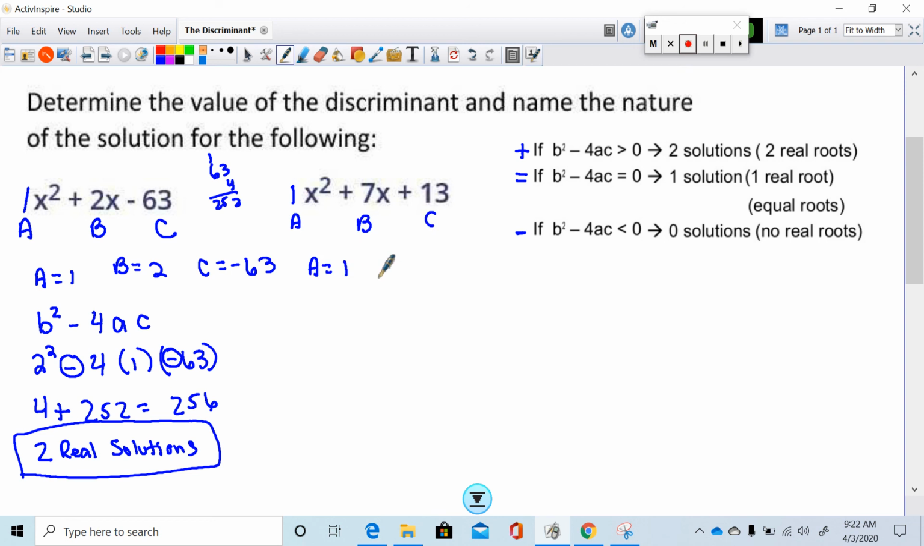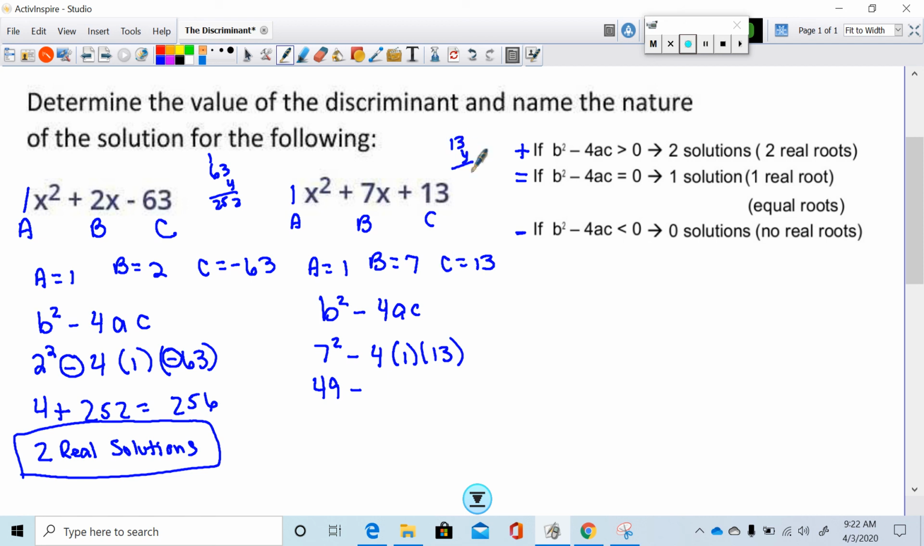Okay, so this one, I've got A, B, C. So A equals 1, B equals 7, C equals 13. So I'm going to do b squared minus 4ac. So 7 squared minus 4 times 1 times 13. 7 times 7 is 49. And then look at these, you only have one negative, so that's going to stay negative. 4 times 1 is 4, times 13 is 52.